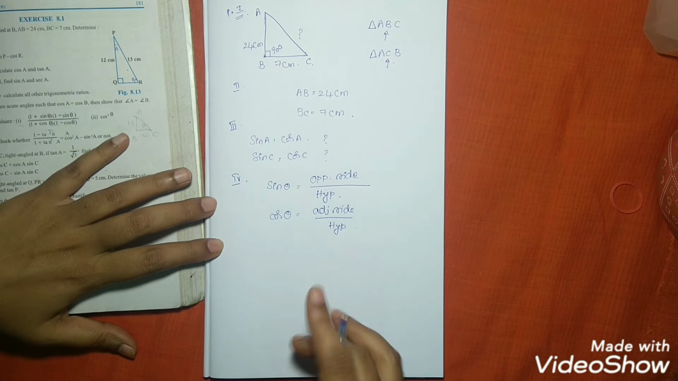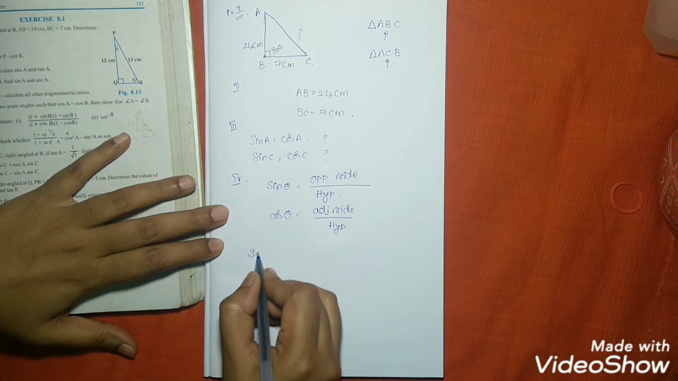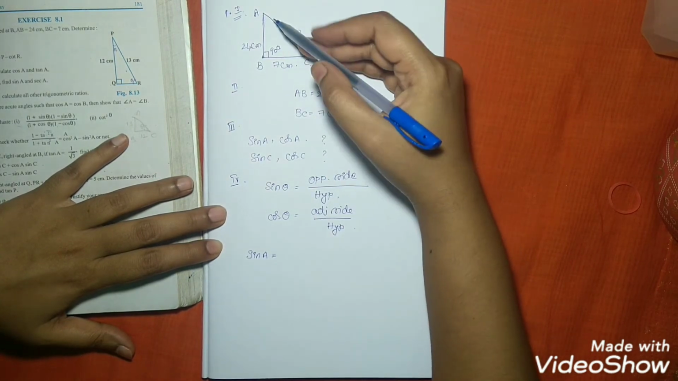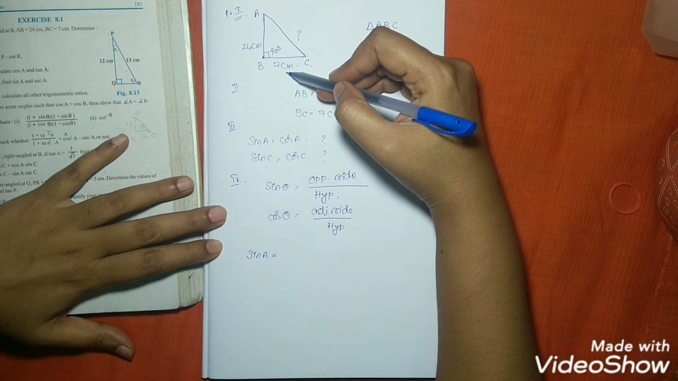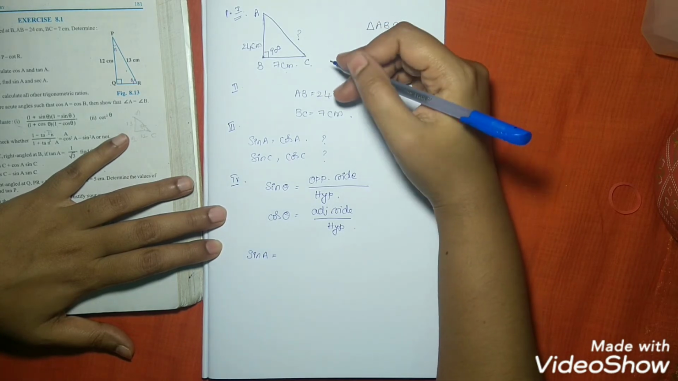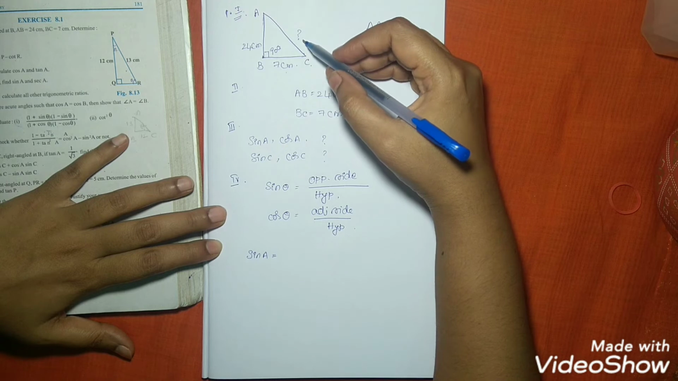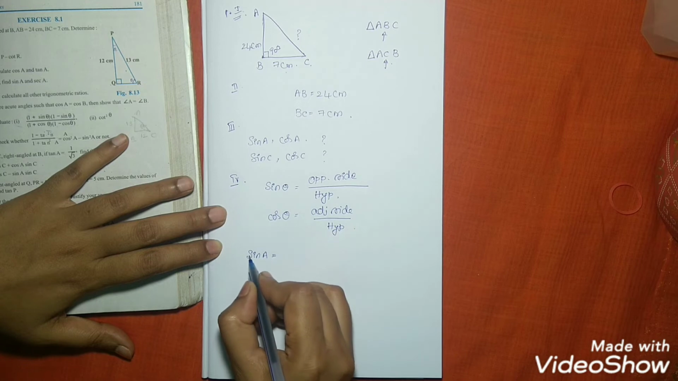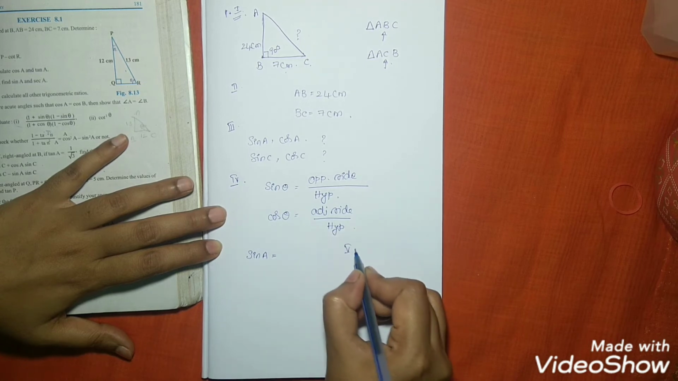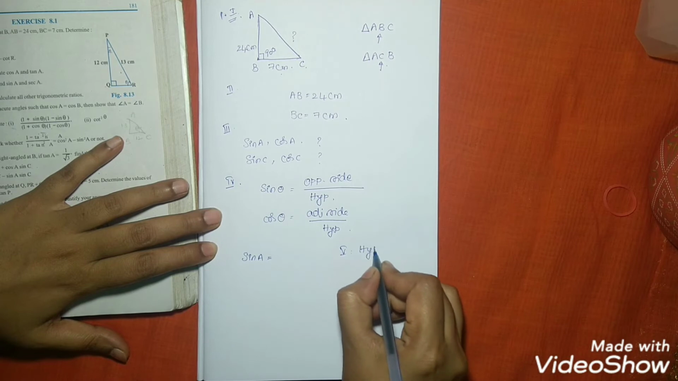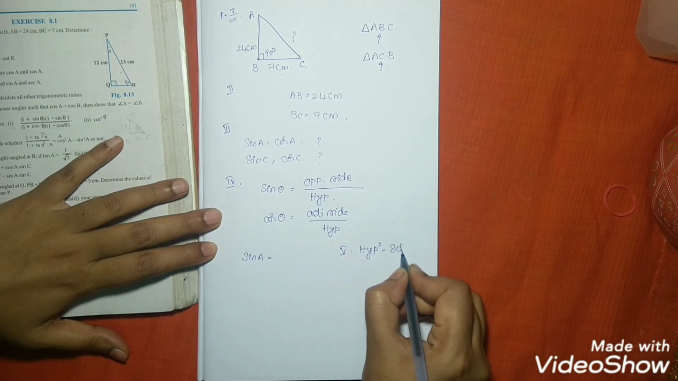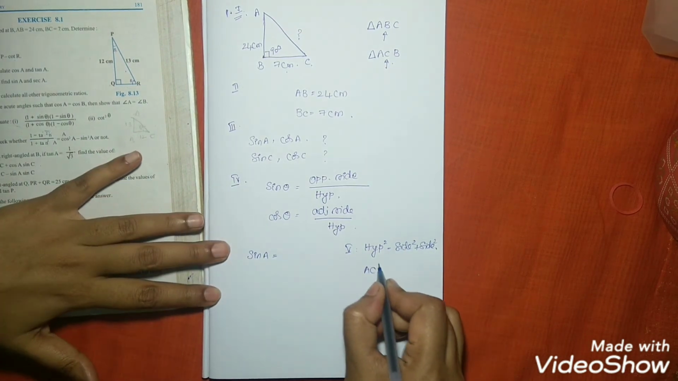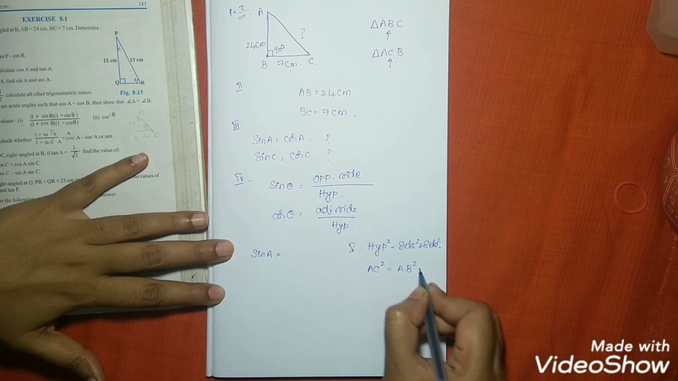So now we'll see. For sin A, if you are considering A, then opposite side is 7 centimeter, but we don't know the hypotenuse. So next step is you have to find out the hypotenuse. For finding out the hypotenuse, step 5 I am taking, hypotenuse square is equal to side square plus side square, Pythagoras theorem. That is, AC square is equal to AB square plus BC square.